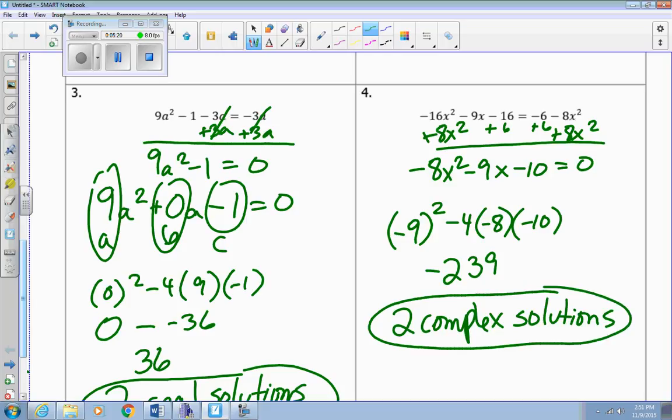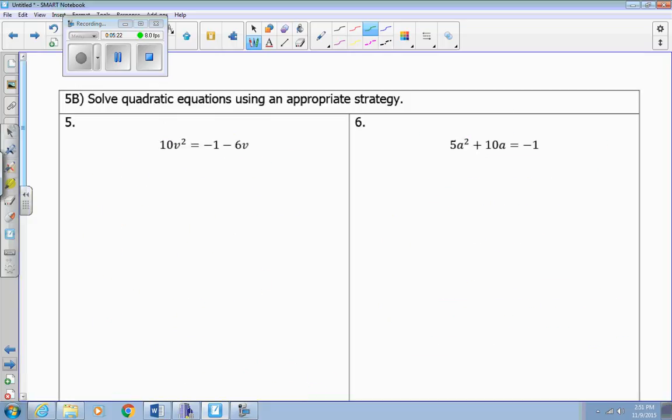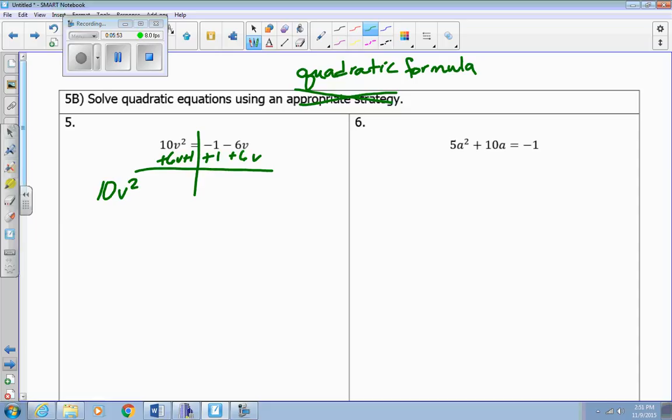Moving on. So now we need to solve using the appropriate strategy. Well, the appropriate strategy is using the quadratic formula. That is the appropriate strategy we're going to use. So first you need to set the equation equal to 0. I always like my a to be positive, so I will move these other terms to the other side of the equal sign. So it's 10v squared, so the a is positive, plus 6v plus 1 equals 0.